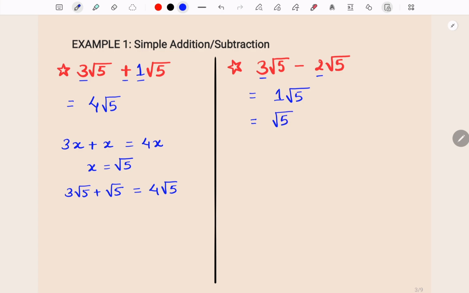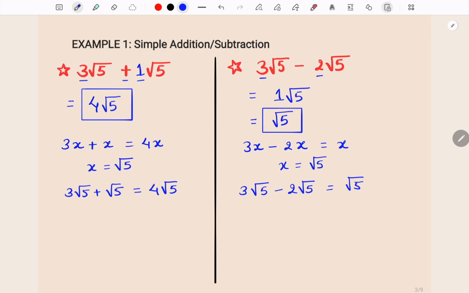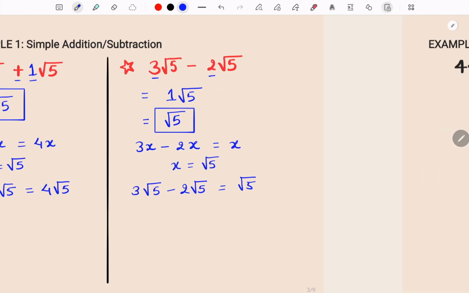Again, if you want to understand it from the analogy of algebra, you can think of it as 3x minus 2x. 3x minus 2x is x, where x is root 5. So if you replace x with root 5, you get that 3 root 5 minus 2 root 5 is root 5. Moving on to the next question.